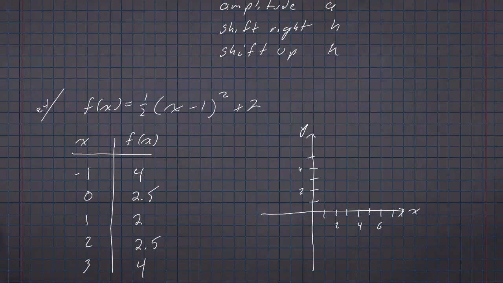So -1, 4 is right there. 0, 2.5 is somewhere in that general vicinity. 1, 2 is right here. 2, 2.5 is somewhere around that. And 3, 4 is right about there. All right, plotting those points gives me a curve that looks kind of like that. And we again have a parabola just transformed over a little bit.